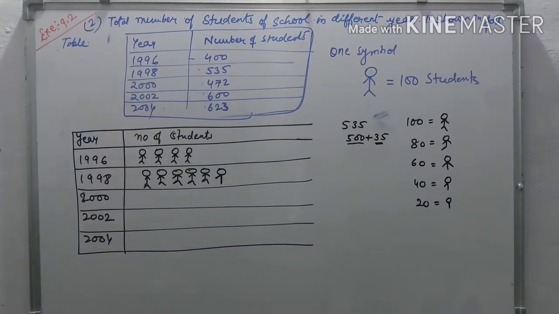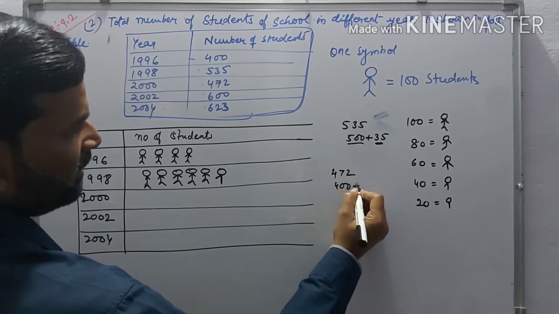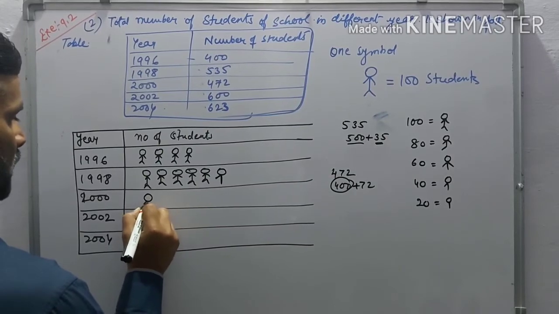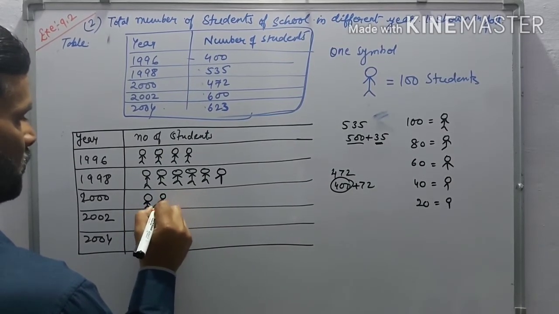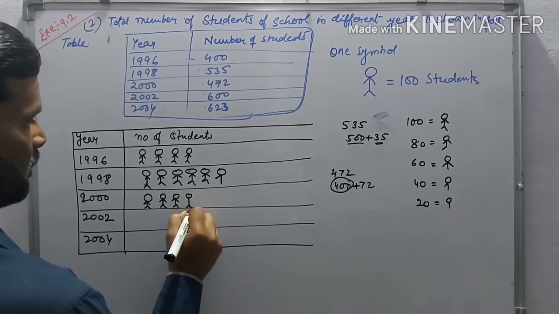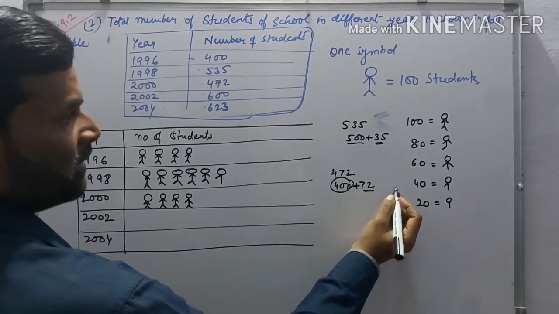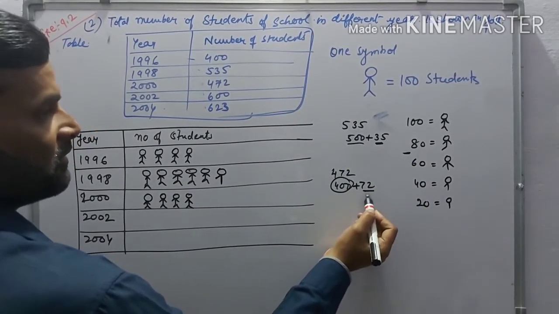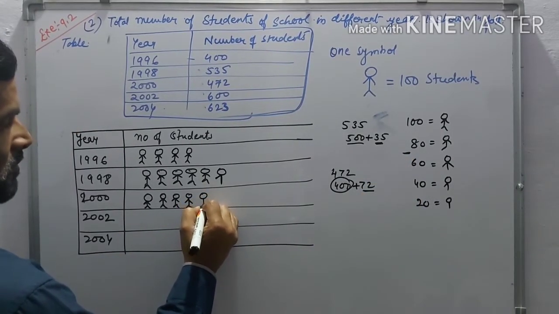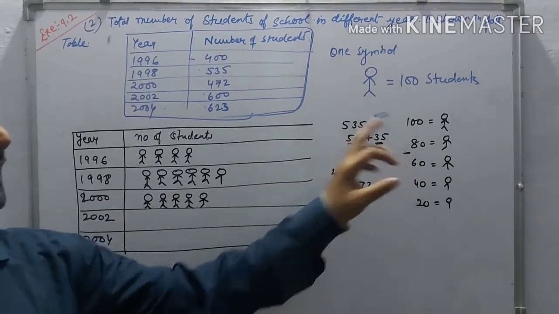Now 472. 472 means 400 plus 72. So 400 means 4 full diagrams. Okay, and 72, where is the 72? It is here, nearest to 60 and 80. 80. So you write this type. Okay, because 72 is nearest to 80.